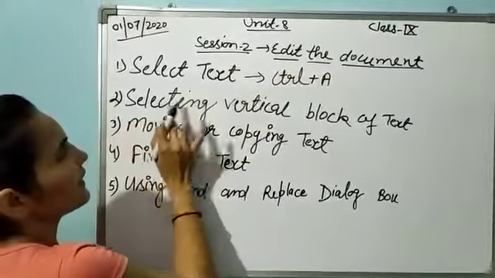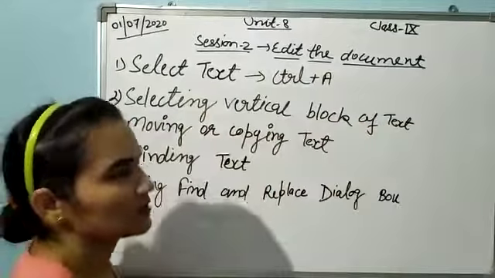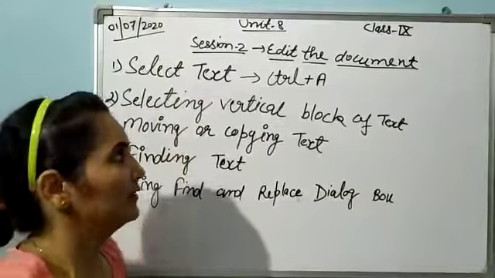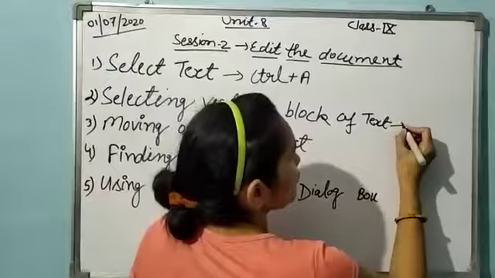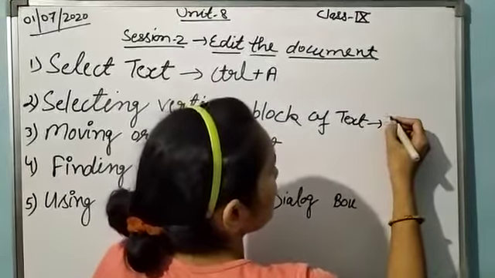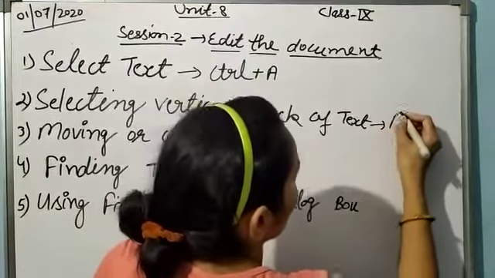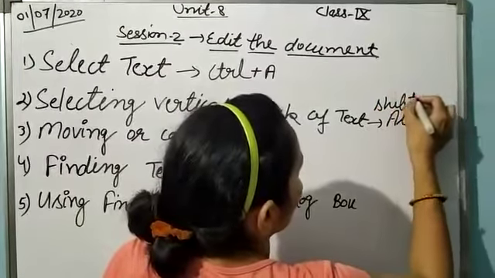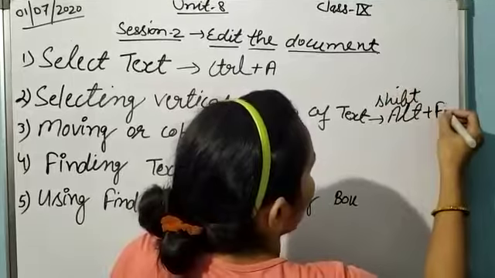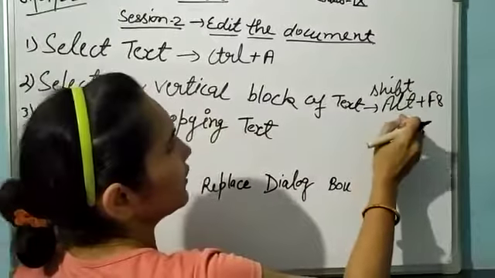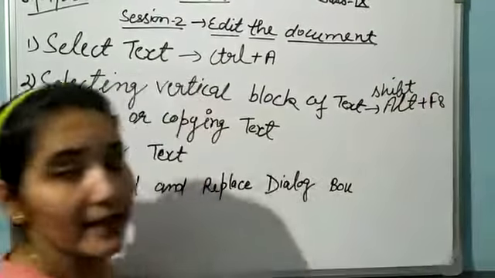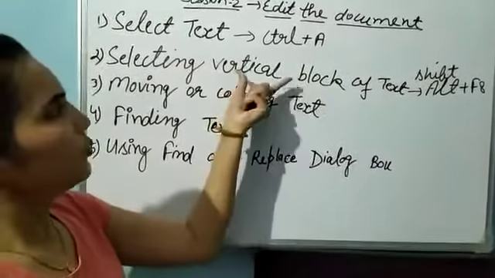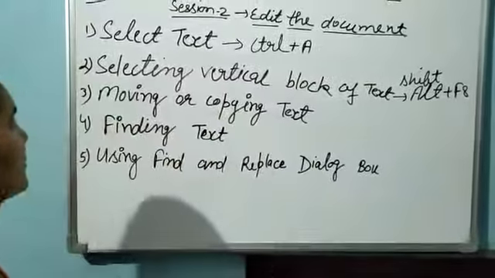Next point is selecting vertical block of text. Means sometimes we need to select data vertically. For that there is a shortcut key, that is Alt plus F8, or you can say Alt plus Shift plus F8. This key is used to select a vertical block of text.